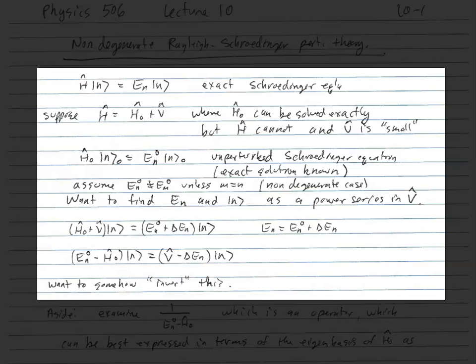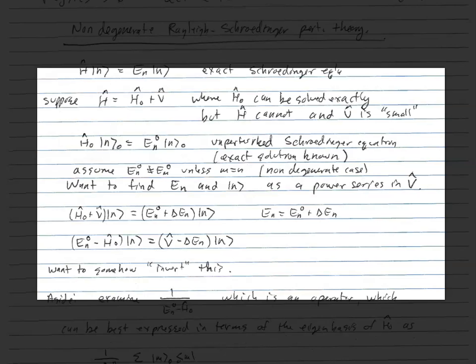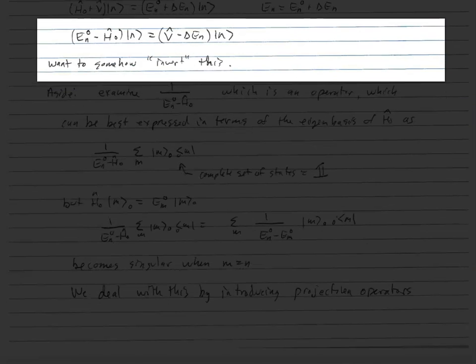What we would like to do is invert this, but unfortunately we can't just divide or take the inverse operator of En0 minus H0, because when that acts on the state n,0, En0 minus H0 acting on the state n,0 gives me 0, and I can't invert 0. So we have to find a way of handling and getting rid of that issue so that we can actually invert the equation in such a way that we can solve it.